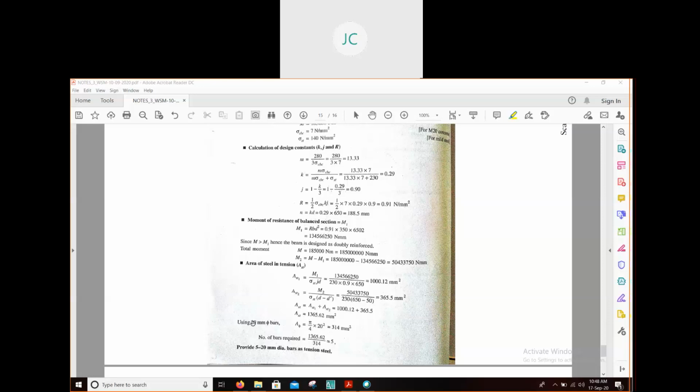You can take 16 also. It is not compulsory that you have to provide 20. Okay, you can take 16 also. Okay, so I am getting the M1 condition. M1, how much have you got? Is this value correct? I don't know whether this is correct or wrong. You check the value. Is it correct, M1?